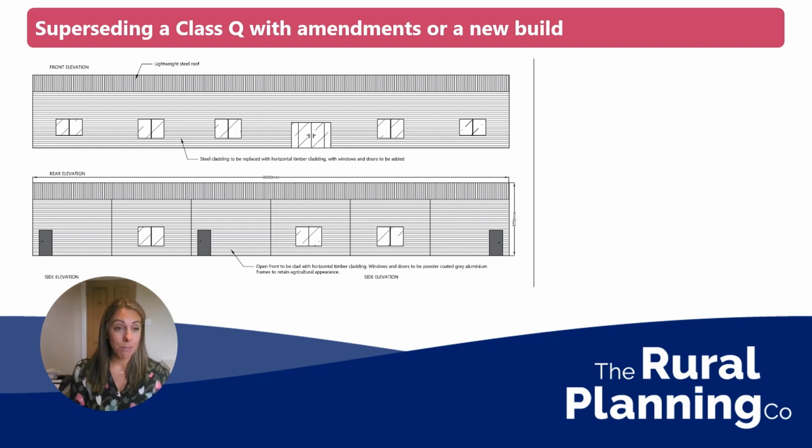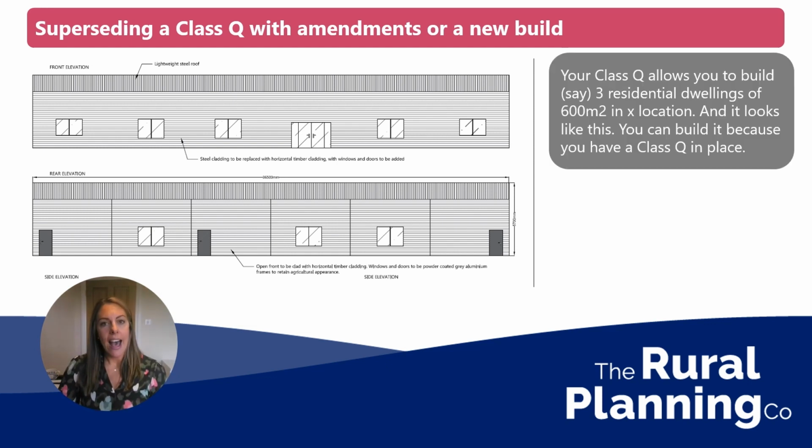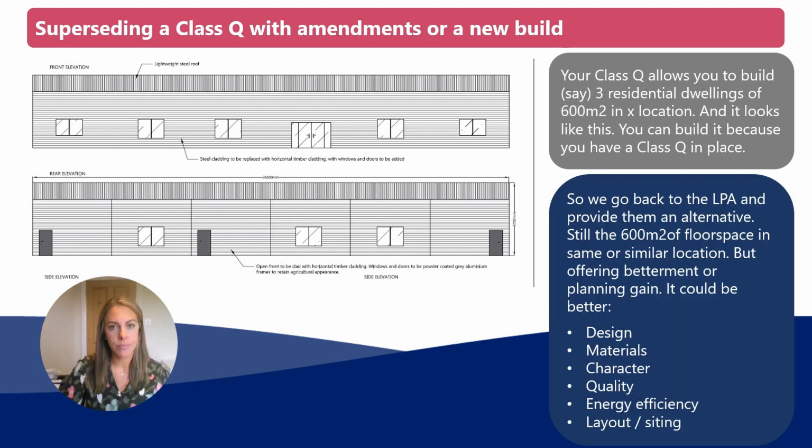But because it met the Class Q legislation, we achieved that. So we got approval for the Class Q. And in this situation, that is what we're allowed to do. So in this location, I can't remember the precise size of this, but let's say 600 square metres, 3 residential dwellings in this field in Worcestershire. And we're allowed to build that because we've got the Class Q in place. He could have started that the day after.